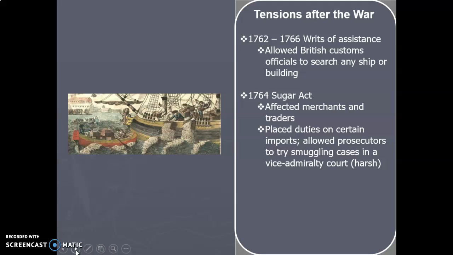So in 1764, you get the Sugar Act. It affects merchants and traders mostly, but they place duties on certain imports. In other words, they place taxes on certain imports. And this is important. They allow prosecutors to try smuggling cases in vice admiralty courts, or British courts, instead of colonial courts. Not only that, but the judge, if convicted, gets 5% of all the goods aboard the convicted ship. In other words, the captain loses all of his goods, and 5% of them go to the judge.